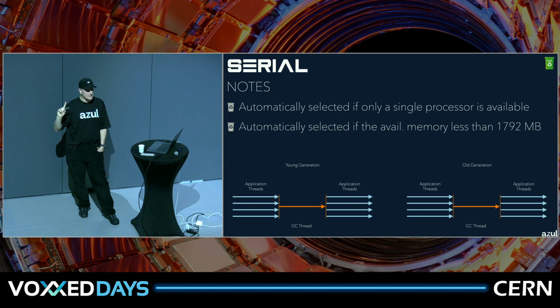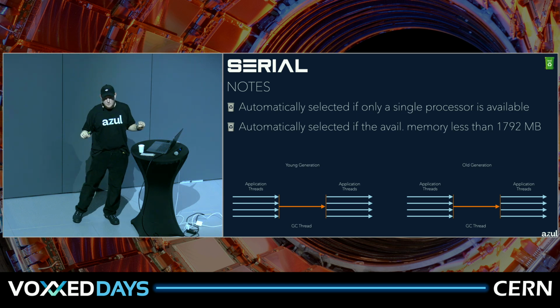It doesn't mean this is a bad collector, but it can happen, right? So if you just shrink the heap size to less than 1.8 GB, the JVM will select that one if you don't select a specific garbage collector. This is something you have to keep in mind.